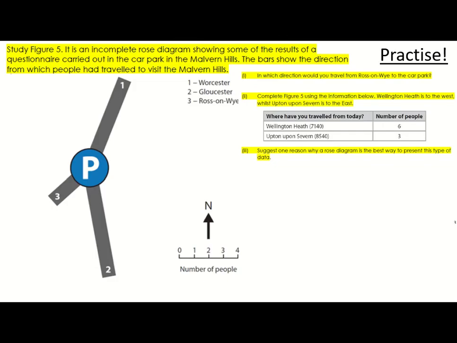This one's a really good example of a rose diagram, which is effectively like a compass rose, and it's fairly self-explanatory. It tells you in the information a rose diagram showing some of the results of a questionnaire carried out in a car park in the Malvern Hills. The bars show the direction from which people had travelled to visit the Malvern Hills. So it's a bit like a desire line type graph. And there are 3 questions that go alongside that, please.